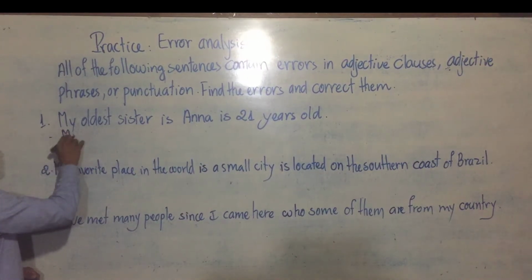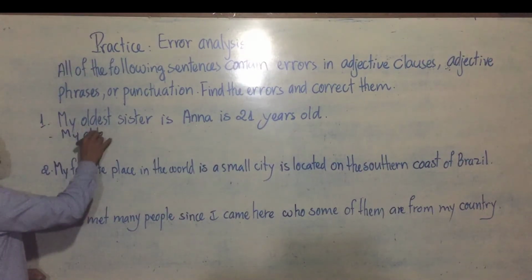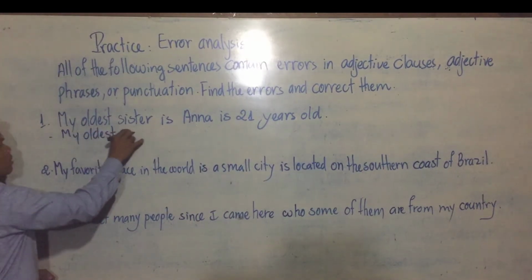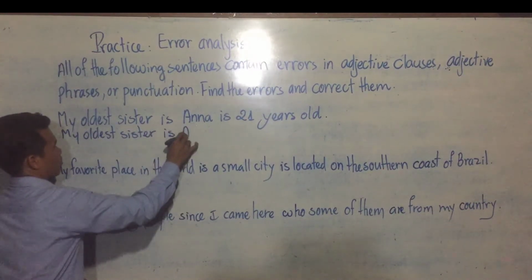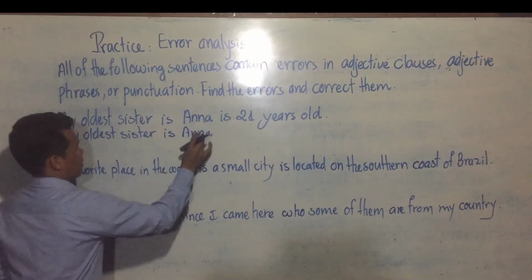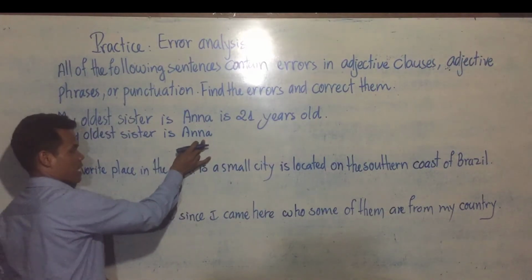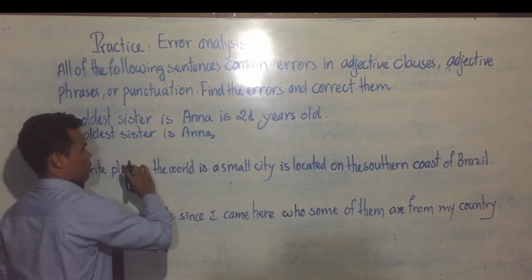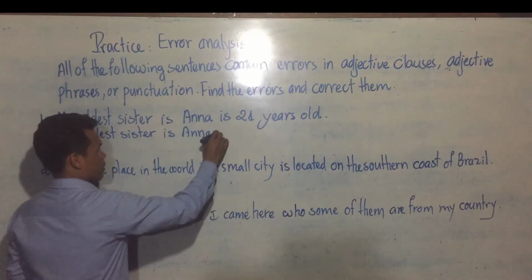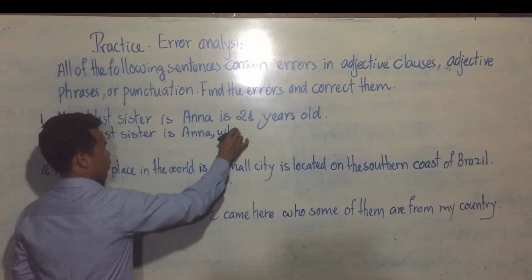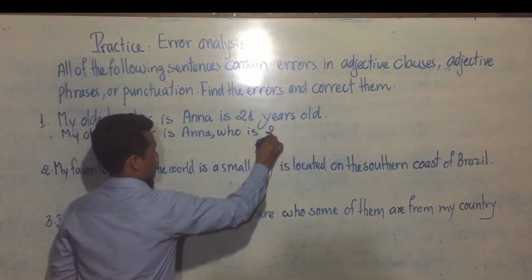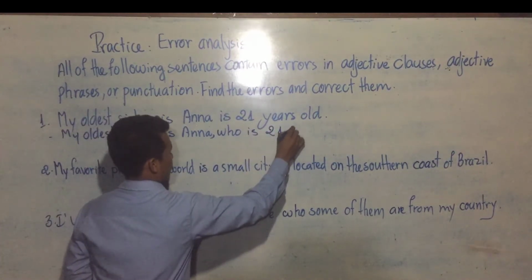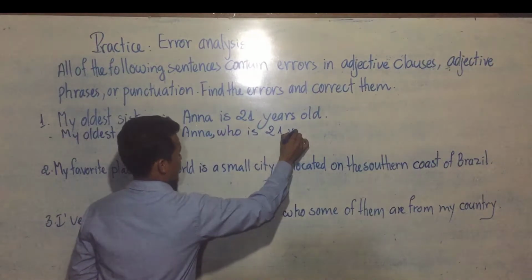1. My older sister is Anna. Anna is a proper noun. That's why we have to use a comma. So we use the relative pronoun who. Who is the subject of is, 21 years old.